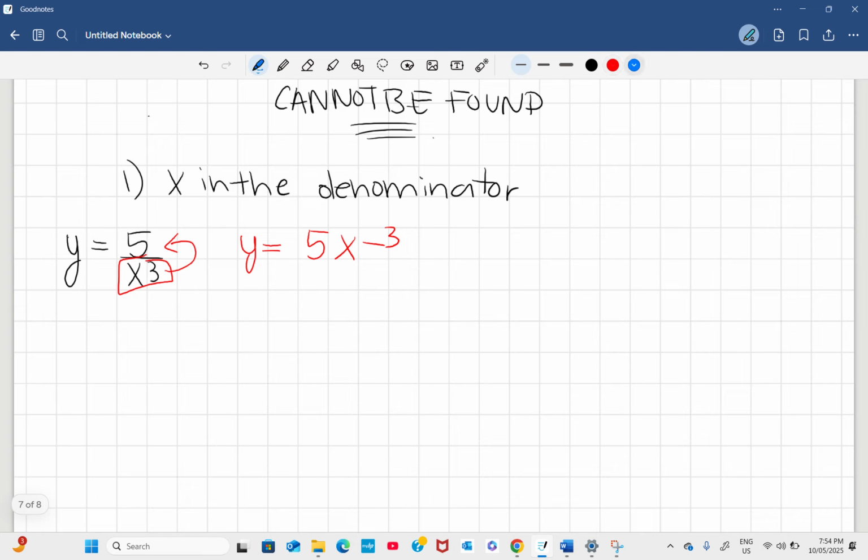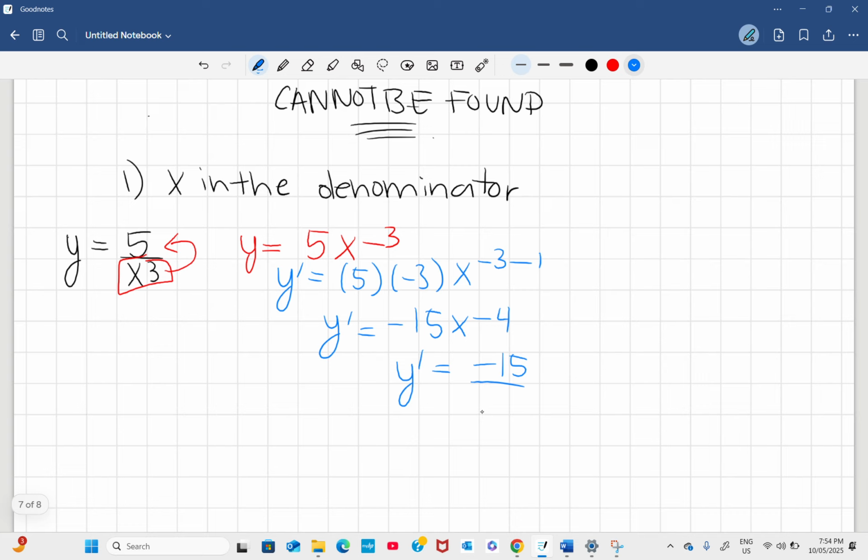Yes. So now we're going to find y prime, which is, like we said before, power times coefficient. This is the coefficient, this is the power, x to the power of power minus 1. So y prime is equal to negative 15x to the power of negative 4. Now, this is correct, but if I want a positive power, I take x to the power of 4 down, so it becomes negative 15 over x to the power of positive 4, not x to the power of negative 4.